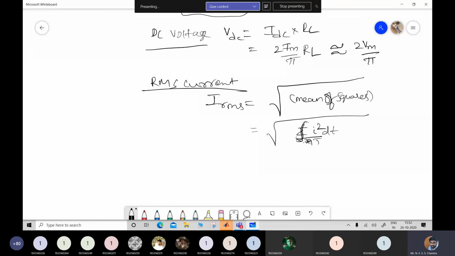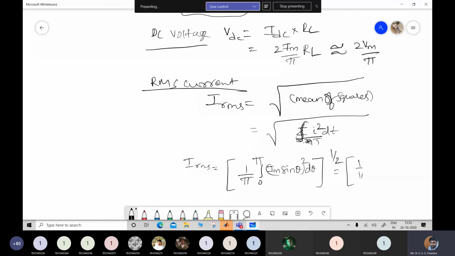So what is IRMS? IRMS is equal to, first I'll write the integral, 1 by time period. The time period here is not 2 pi but pi, right? For a full wave rectifier, the output current time period is pi. Now the integral from 0 to pi of I square, where I is Im sine theta, whole square d theta, all to the power 1 by 2.